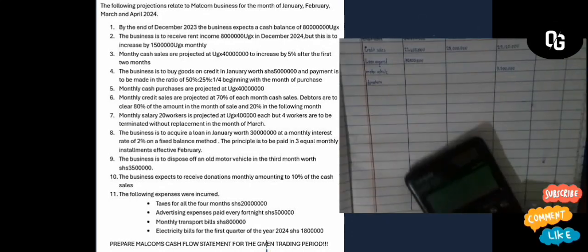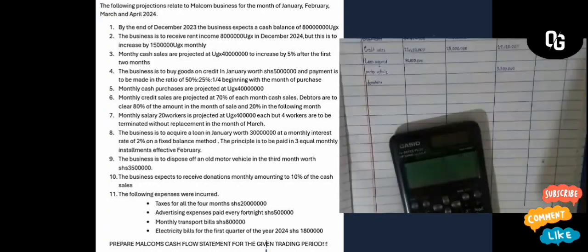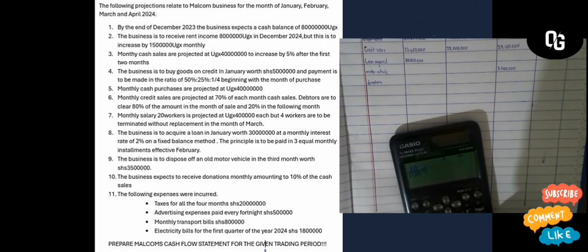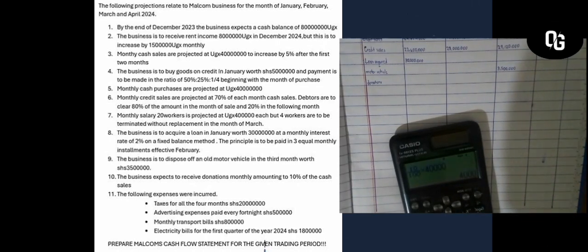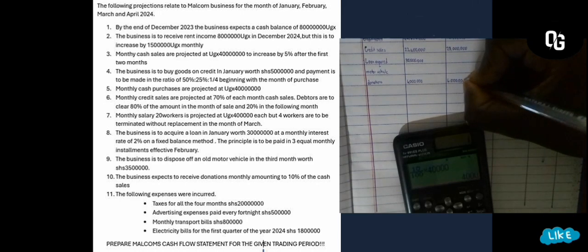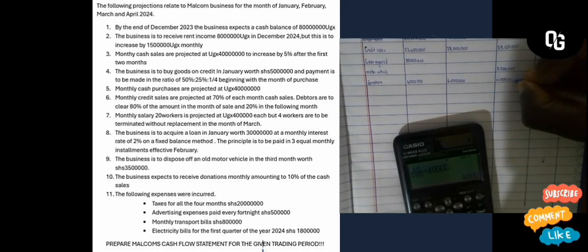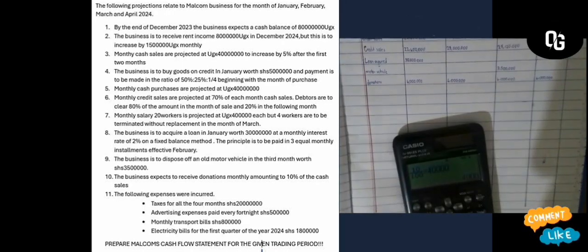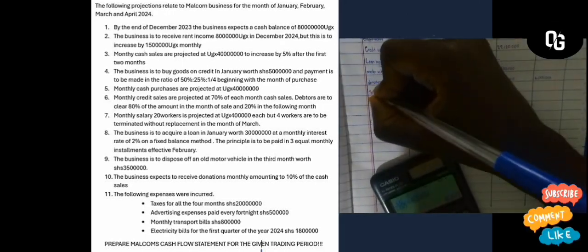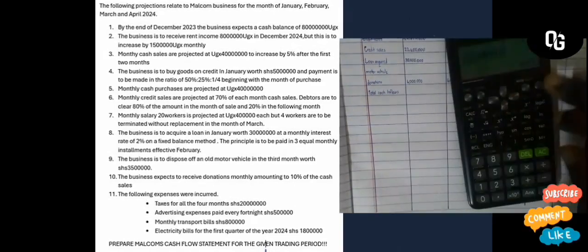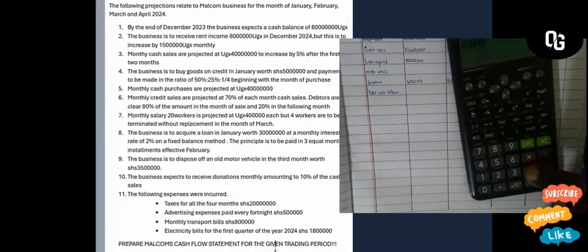So we move on to donations as our last cash inflow. This part says the business expects to receive donations monthly amounting to 10% of the cash sales. So you get 10% of cash sales every month and you fill it in as donations for every month. So that part is done. Our cash inflows are complete. So we are going to find the total cash inflows, put it on the table, and then move on to the next part of our cash flow statement, the cash outflow.